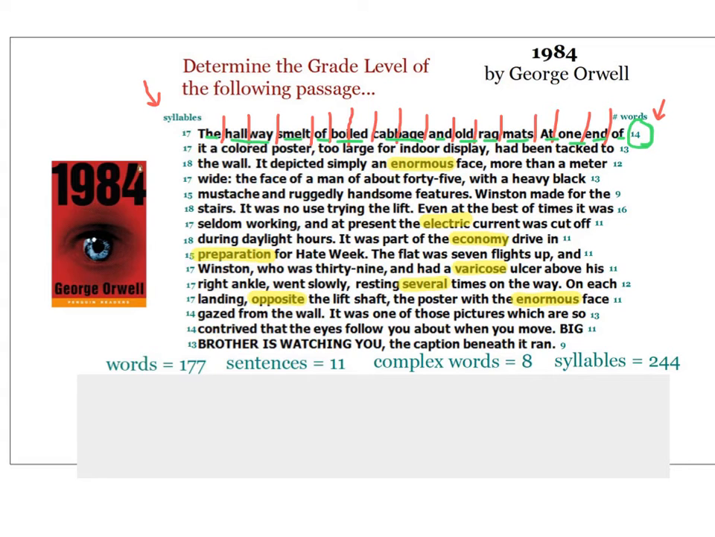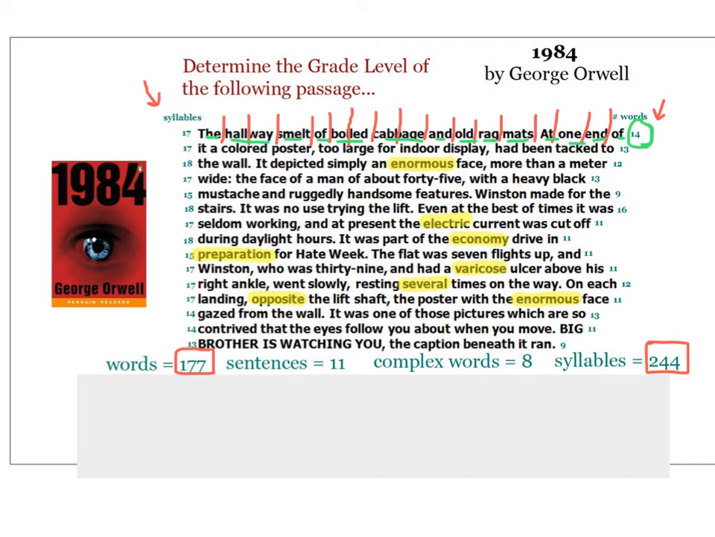So after you've done that for each line, you can add up all of the syllables. You should get 244 syllables in this passage. And when you add up the number of words, it comes out to be 177 words in this passage. Then you want to count sentences. And so, look for periods, look for question marks, exclamation points. So count up the number of sentences. In this passage, there's 11. And then the complex words. Now, the complex words here are highlighted.